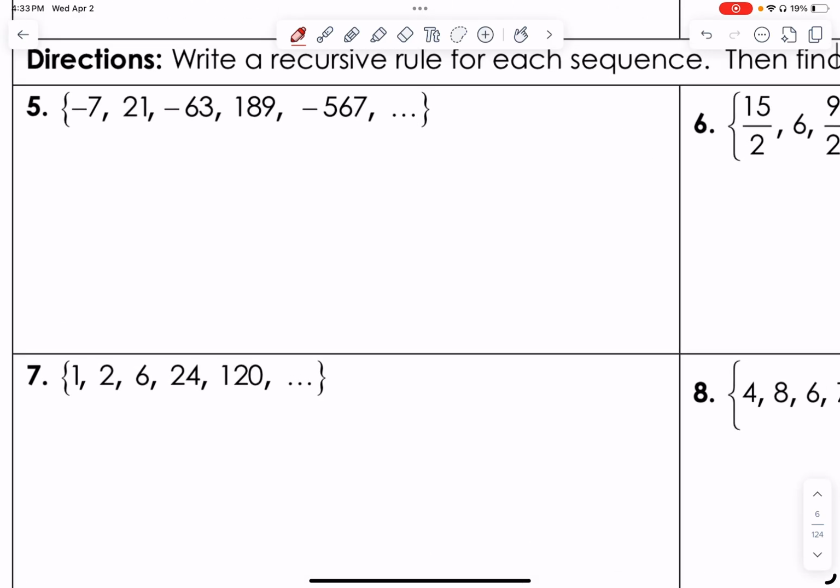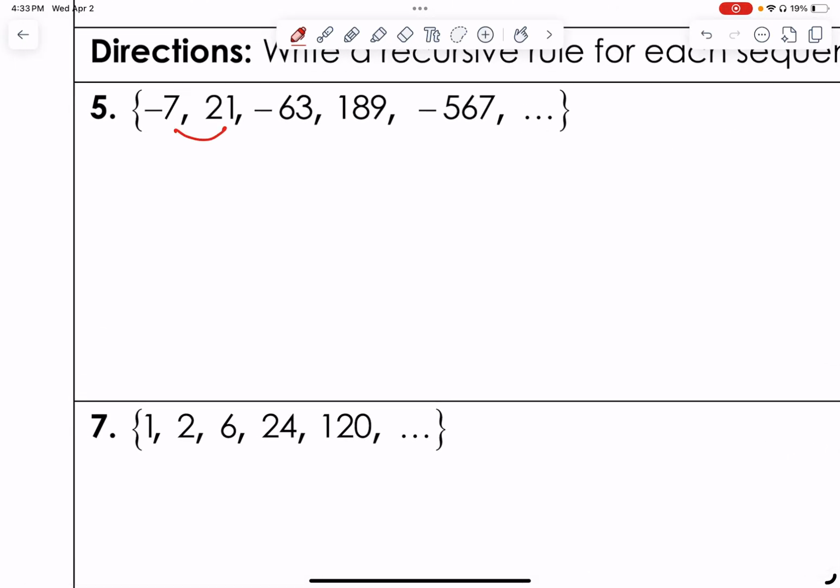recursive. Like this one, number 5, you're actually multiplying by something every time. It looks to me like you're multiplying by -3 every time. So times -3. So -7 times -3, and then 21 times -3, and then -63 times -3. So the recursive would be a sub n. So you're taking the previous term. If I want to get 189, for example, I'd have to take the previous term times -3. That's a times symbol there, that's not an x.